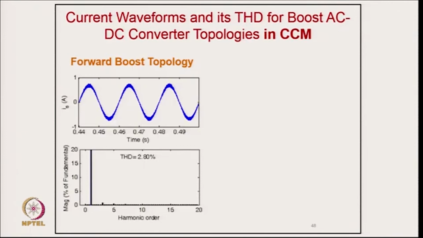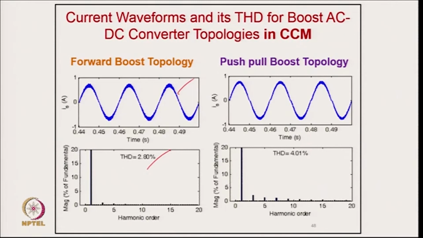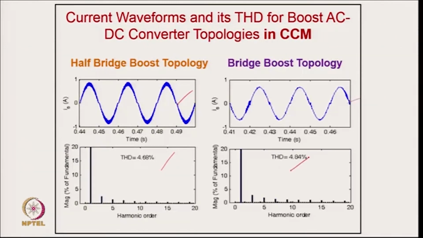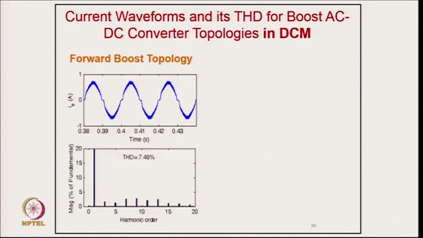Well, coming to after design and simulation, this is like a forward topology. You can get the current very close to a sine wave with 2.8% THD, and for push pull this is the typical current, with 4% THD, and then half bridge you are getting 4.68 and full bridge you are getting 4.68. So, you are able to get good power factor correction and sine wave for all these topologies, and this is typically the forward and push pull with DCM.